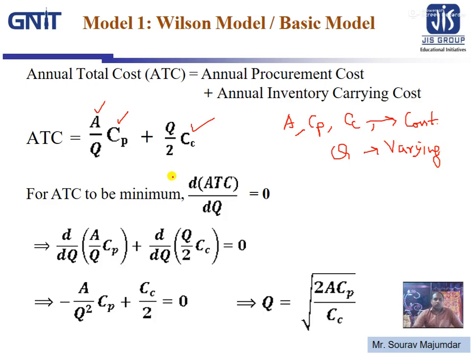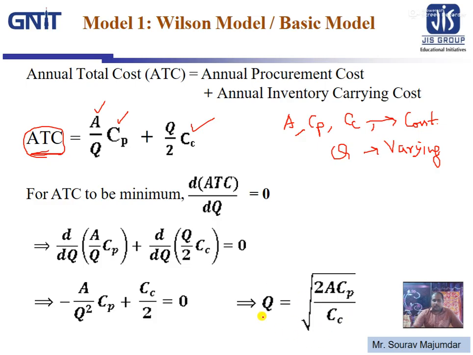So you have to differentiate this ATC with respect to Q and make it 0. To calculate the minimum value of ATC, you have to differentiate this ATC with respect to Q. So whenever you differentiate this with respect to Q, you can see the derivative which is shown here. And at last, what we get is this value of Q. So Q equals root over of 2A Cp by Cc.